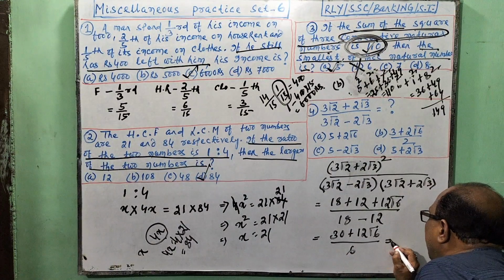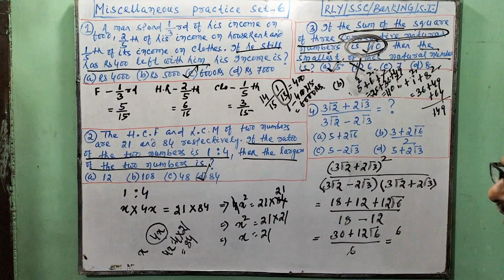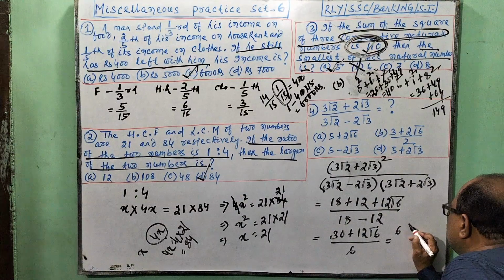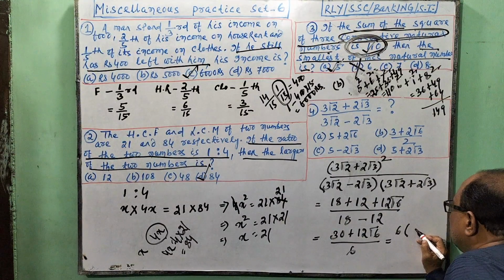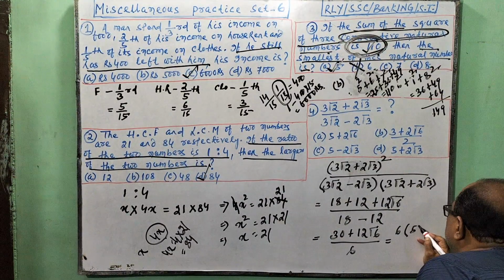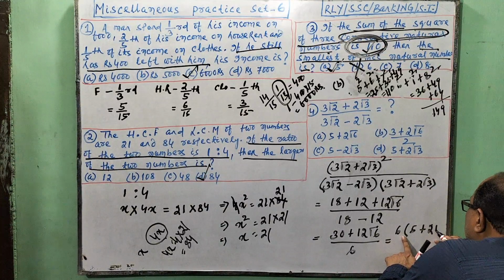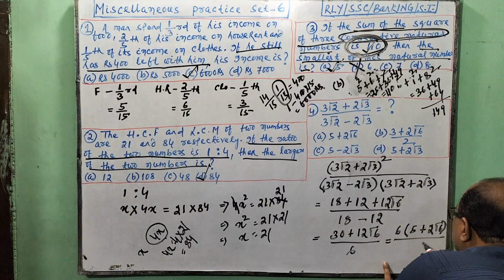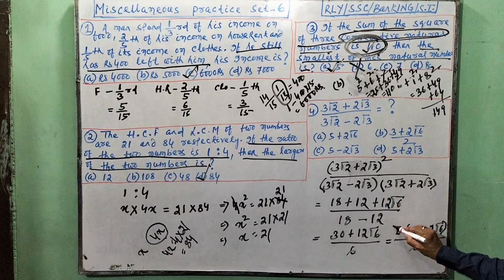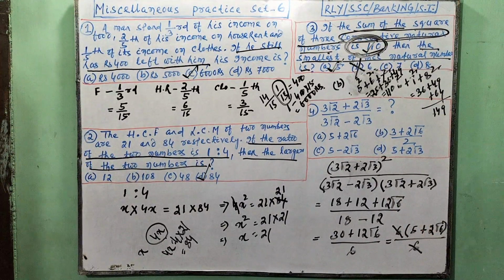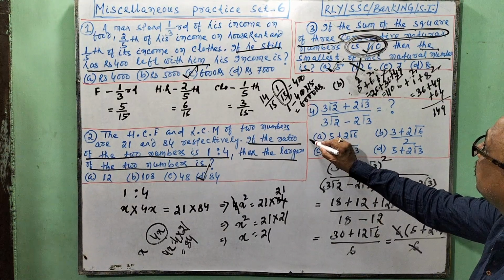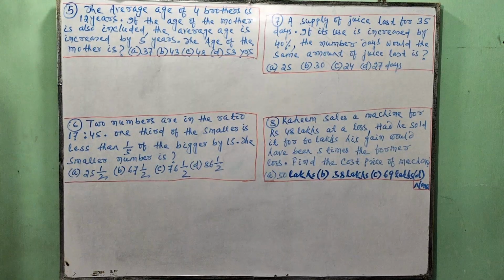If we take 6 common from the numerator, we get 6 into (5 plus 2 root 6), divided by 6. So the 6s cancel. Ultimately our answer is 5 plus 2 root 6. So where is the answer? Here is the answer, number 5.